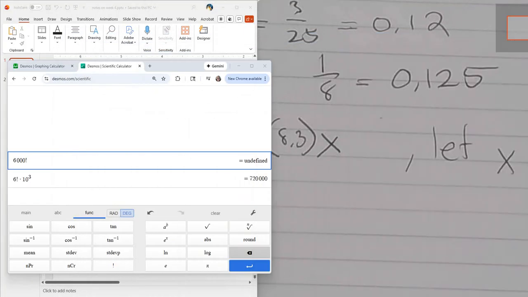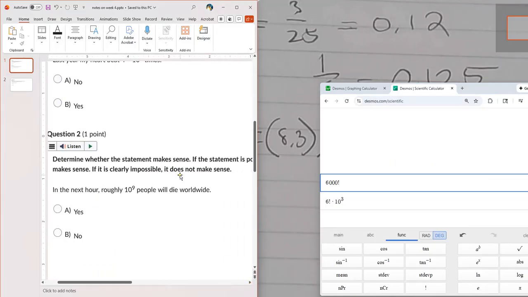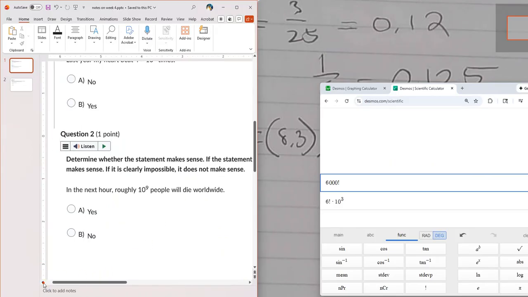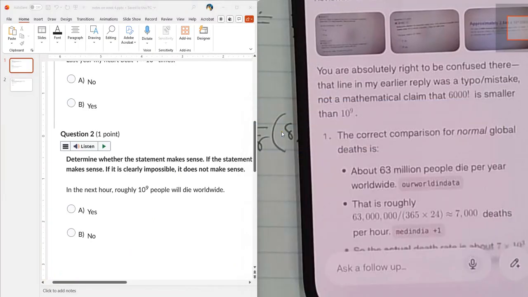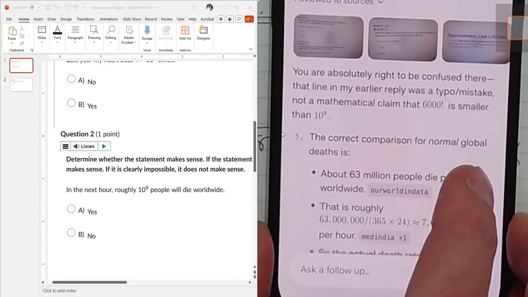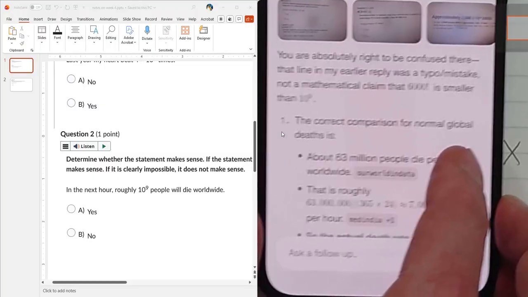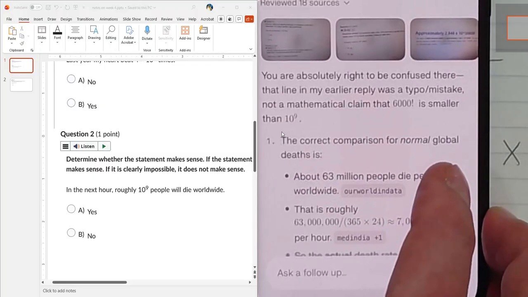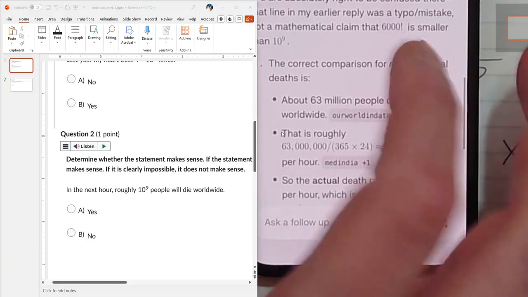So the question asks us, right? What it says, if it's clearly impossible, it does not make sense. And looking back, hold on a second here. And I asked the AI for some clarity, as you can see right here. I was confused because of the way it worded before. And then the AI says it was a typo mistake, not a mathematical claim, that 6,000 factorial is smaller than 10 to the 9th.